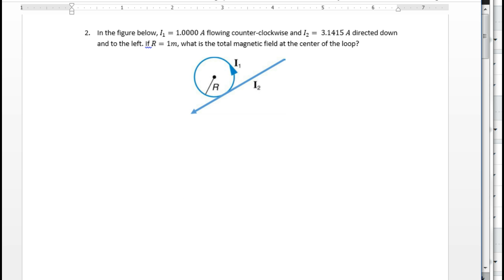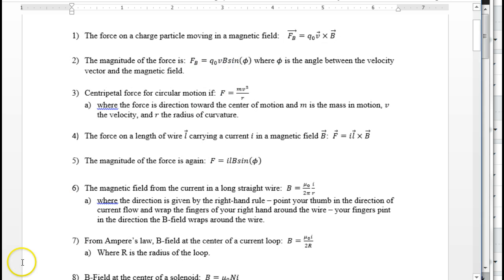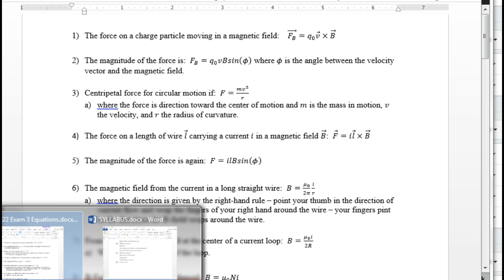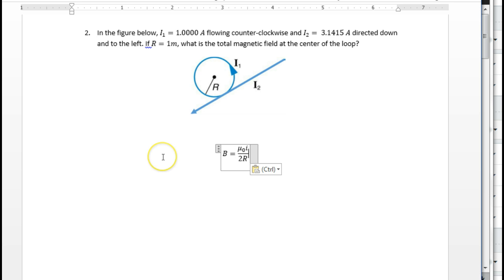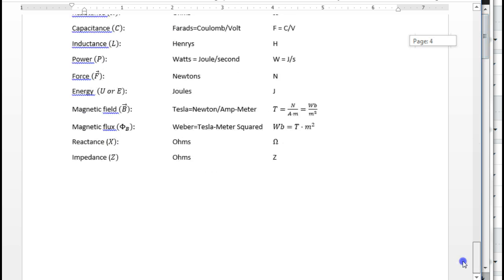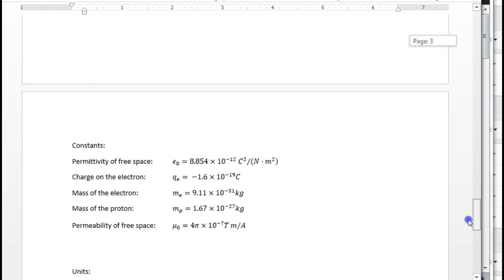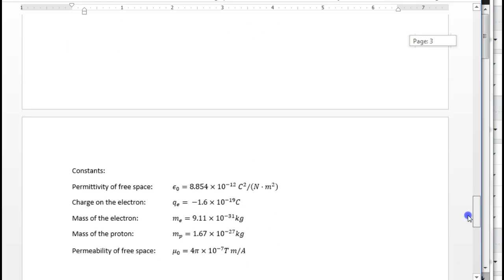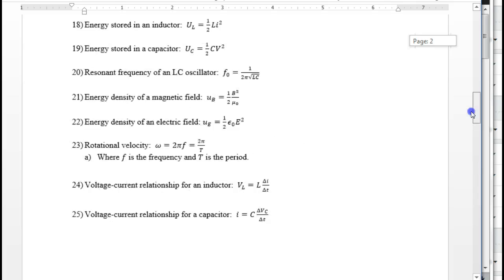So what then are the magnetic fields? Well, if we pop over to the equation sheet, for I1 we're talking about a magnetic field at the center of a current loop of radius R. So for I1, B is mu naught I over 2R. Mu naught is 4 pi times 10 to the minus 7th Tesla meters per amp, right?